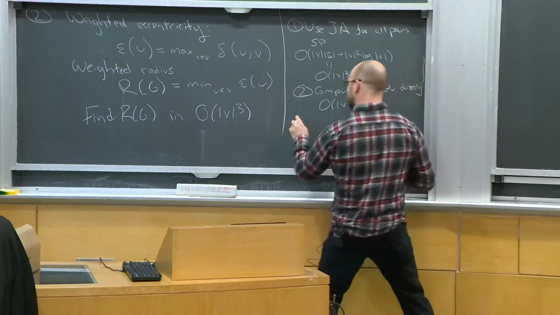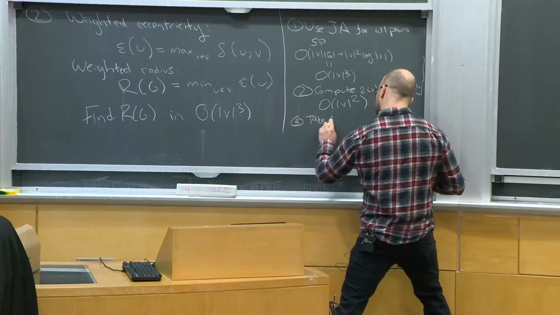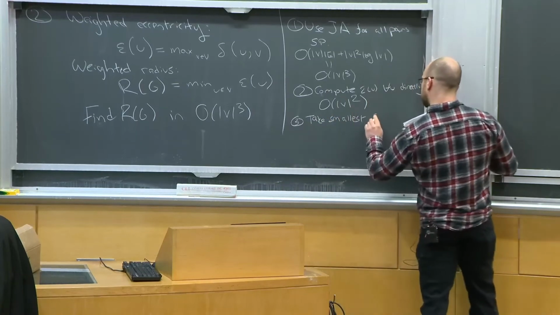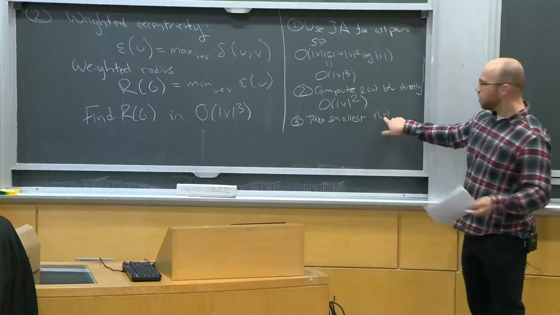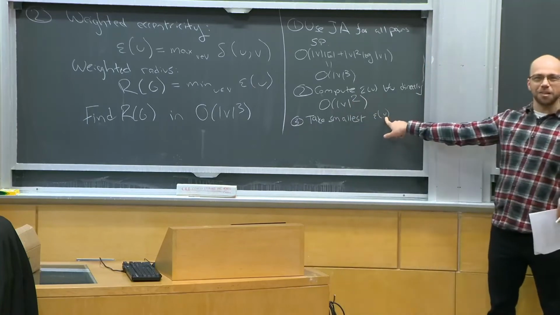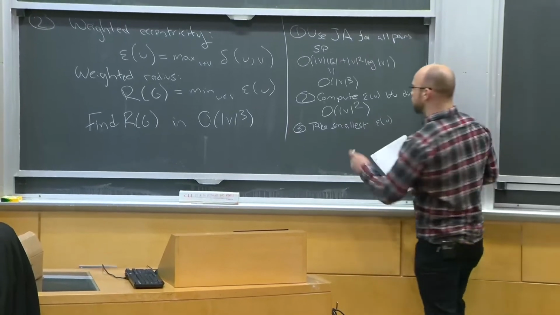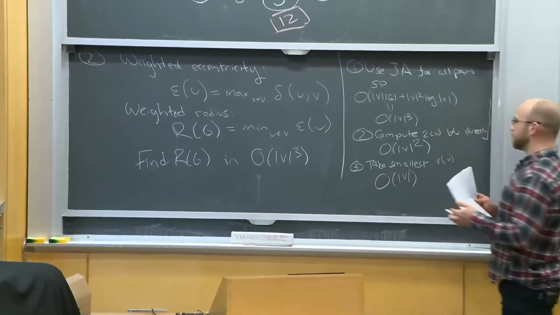And then finally, we have to take the smallest eccentricity of any u, which just requires one more for loop. So this time I loop over this array, and I just take the smallest value, right? So this is just one for loop, so that takes order |V| time. And then we're done, right?